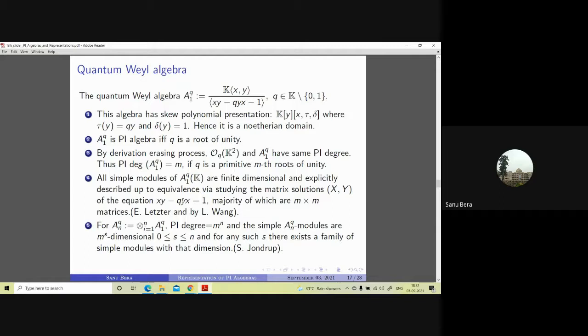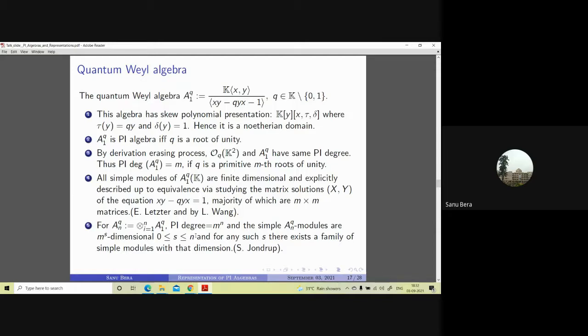And Sören Jandrov considered the tensor product of this type of algebra, m copies of the tensor product, and they proved that there are simple modules of dimension m to the power s, where s lies between 0 and m and q is a primitive mth root of unity. But they have not classified exactly the explicit form of these simple modules. And I have mentioned that there is no further literature.